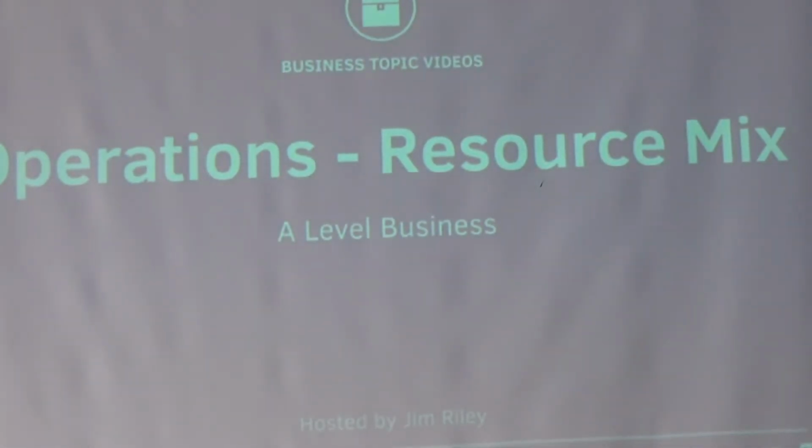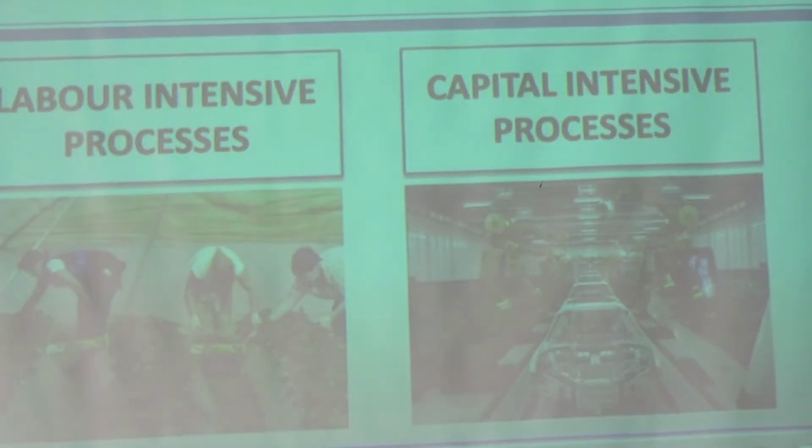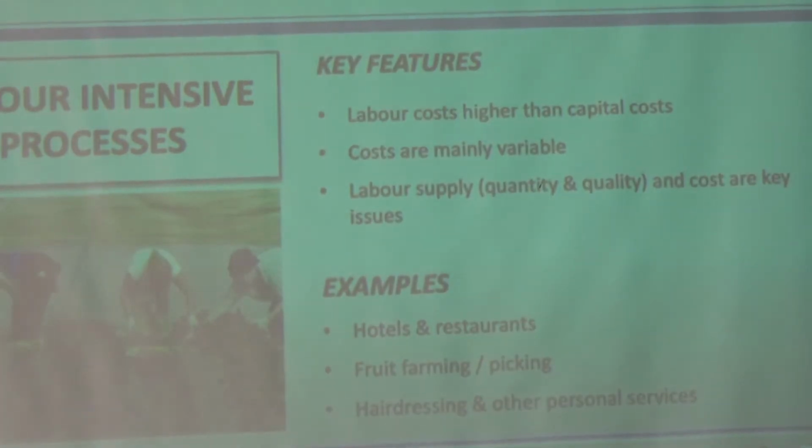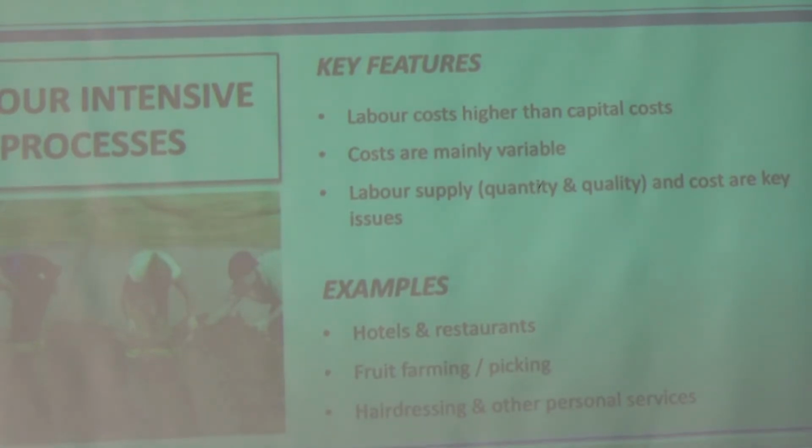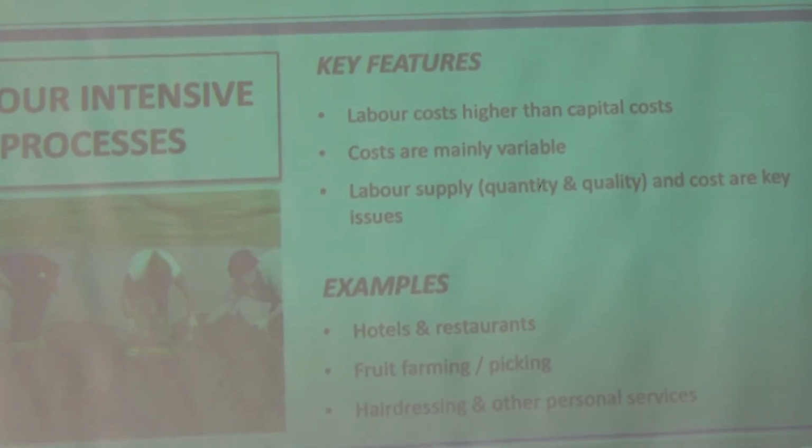Let's take a quick look at a concept called the resource mix when it comes to operations. What we're looking at here is the distinction between labour intensive processes and capital intensive processes. And businesses really have to make a decision as to what's the right mix of labour and capital, people and machinery in their operations. Labour-intensive processes, so I've put some examples down there on the screen: hotels and restaurants, and generally the service sector is pretty labour-intensive. Other examples of labour-intensive operations are fruit farming, fruit picking.